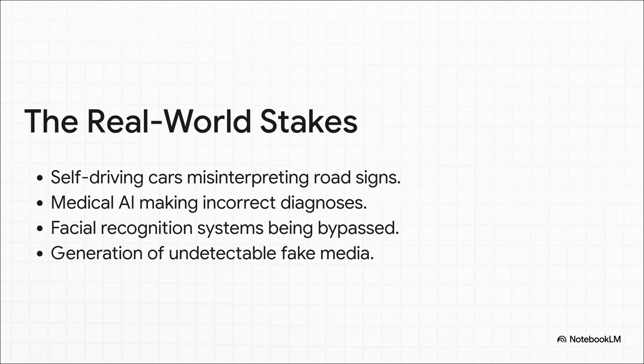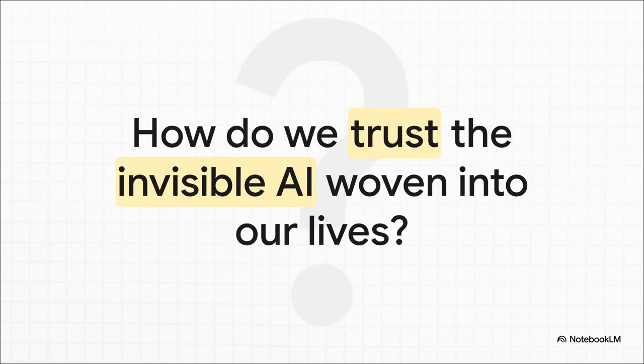We're talking about self-driving cars, we're talking about medical AIs making diagnoses, security systems, the very information we see online. As AI gets woven deeper and deeper into these critical systems, the consequences of these vulnerabilities really start to affect our safety, our privacy, and even our trust in technology itself. So at the end of the day, the goal isn't just to build more powerful AI. It's to build AI that is robust, that's resilient, and that's actually trustworthy.